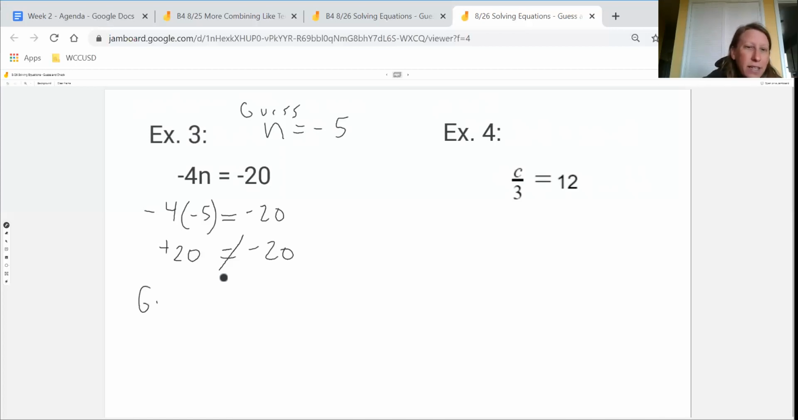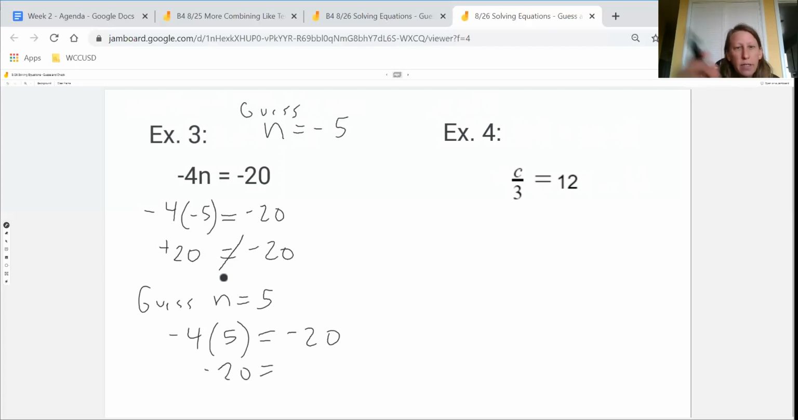I can guess again. I can guess n equals 5. I think that might work. So instead of changing the n to negative 5, I'm going to change the n to 5. And I'm going to get negative 20 on that side because negative 4 times 5, the answer goes below it. And this side already had negative 20 on it.